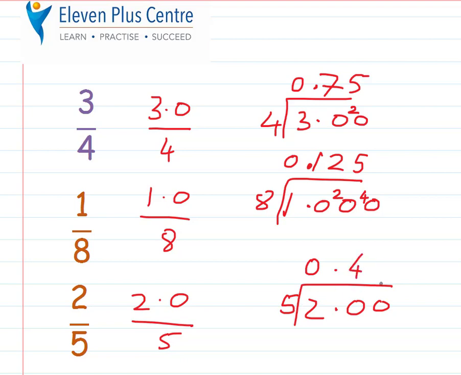And is there any remainder? Nope. So the answer is 0.4. So 2/5 as a decimal is 0.4.